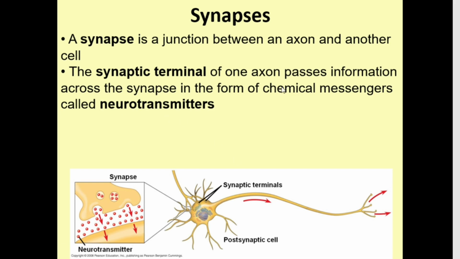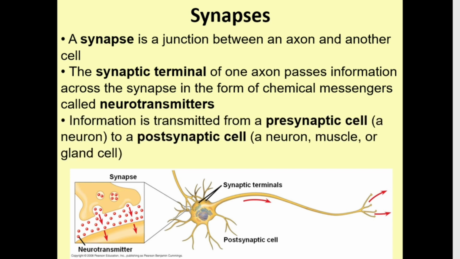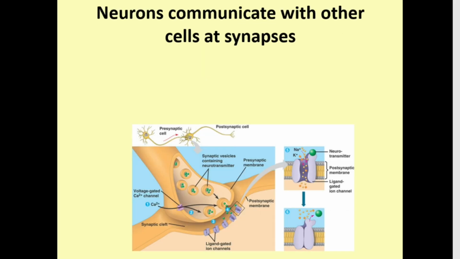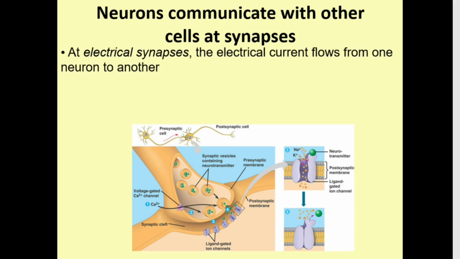So a synaptic terminal of one axon passes information across the synapse in the form of chemical messengers called neurotransmitters. I'm sure you're all familiar with neurotransmitters. Some of the more famous ones are like serotonin and dopamine, but there are lots of them within the human body. So information is transmitted from a presynaptic neuron to a postsynaptic cell. Well, we've established that already.